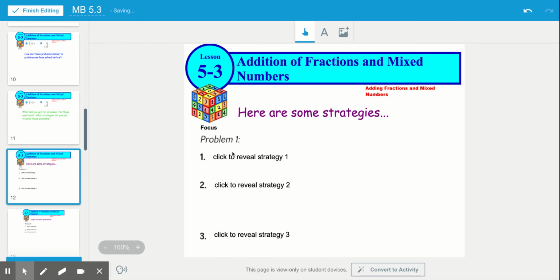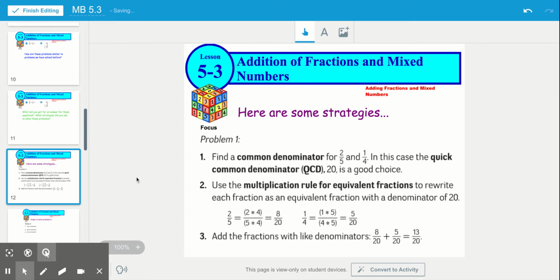Well, here are some strategies for the first problem. Let's take a look at these. You'll see for problem 1, we've got 3 different strategies you could do. The first strategy would be to find a common denominator for 2/5 and 1/4. In this case, the quick common denominator, or the QCD, would be 20 because 5 times 4 is 20. That's a good choice. You could also use the multiplication rule. So you could rewrite each fraction as an equivalent fraction with a denominator of 20.